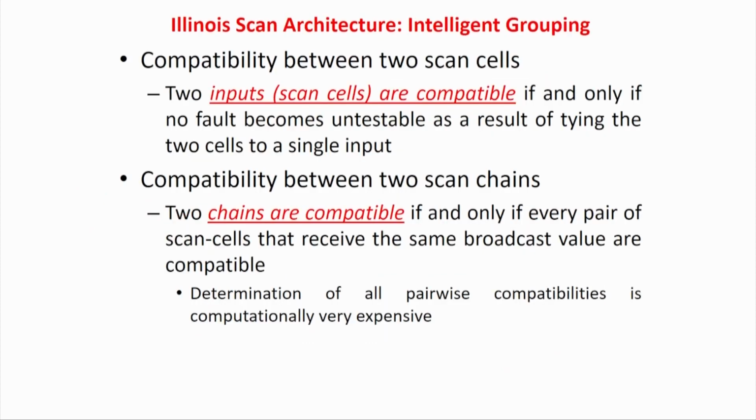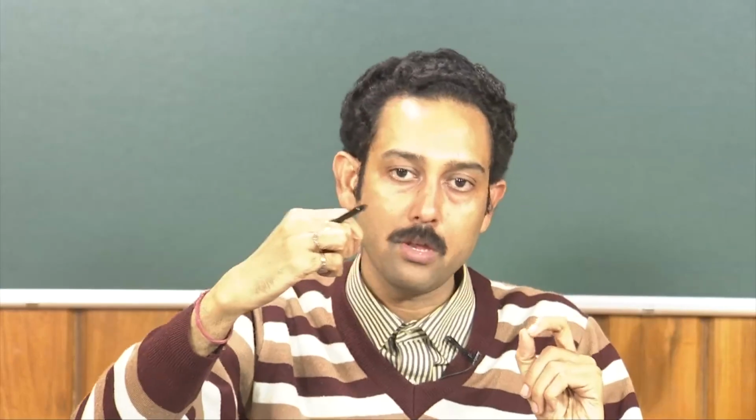Right? So that is where the concept of scan compatibility has come. It is very similar to the concept of test pattern compatibility. That is, two input scan cells are compatible if and only if no faults become untestable as a result of tying the two cells as a single input. That is, scan cells are tied and they will always get the same input. So there should not be any fault that is non-testable.